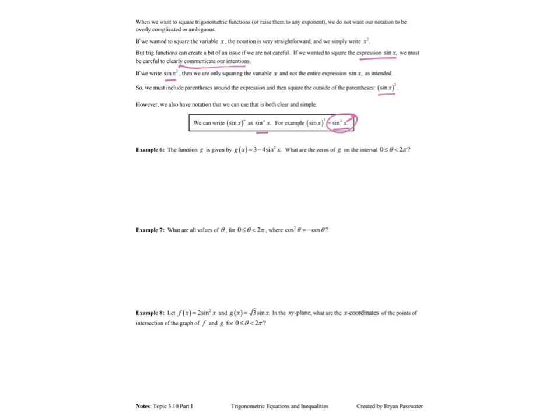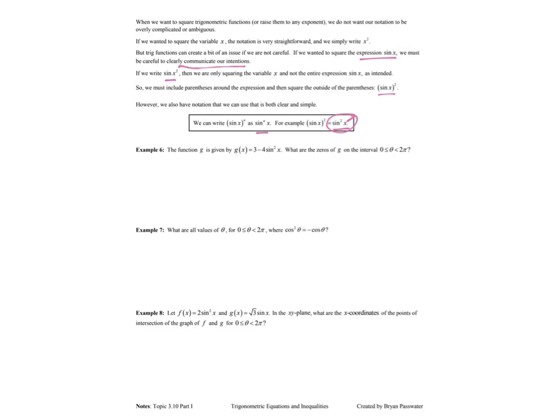Sine squared. It's a convention. And we drop that squared in between so I know for sure I'm not squaring the argument. I'm squaring the sine function. Okay, so let's work with that.